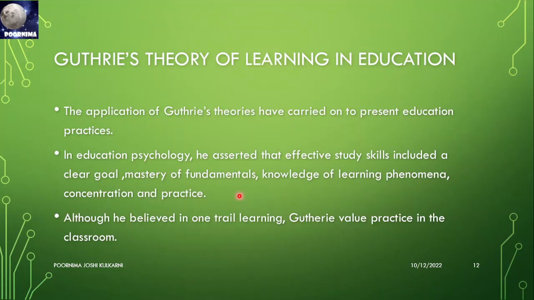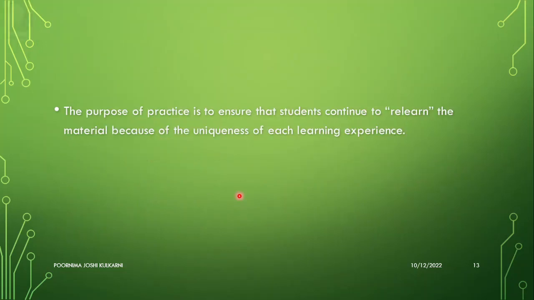Although he believed in one-trial learning, Guthrie valued practice in the classroom. Practice means repeatedly doing, repeatedly learning the same thing, right? The purpose of practice is to ensure that students continue to relearn the material because of the uniqueness of each learning experience. How?